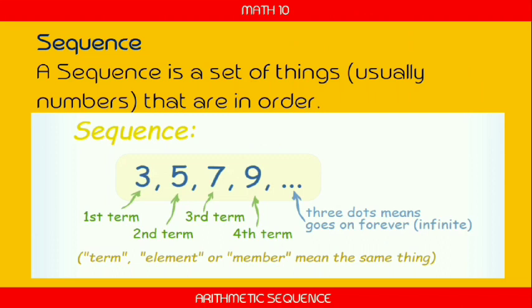3 is the first term, while 5 is the second term. 7 is the third term. 9 is the fourth term. You can also see 3 dots. That means it goes on forever. Term, element, or member means the same thing.